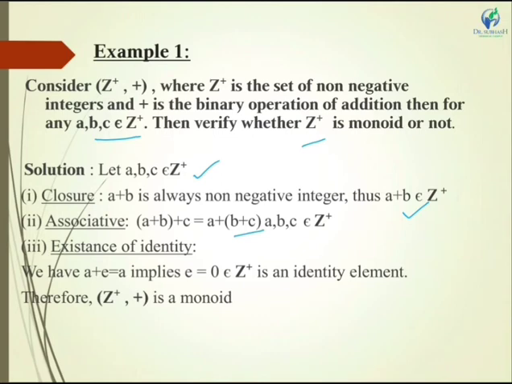And the last one is existence of identity. First we will find the identity and we will see whether it belongs to the set or not. Now here we know that a + e = a, which implies e = 0, and that obviously belongs to the set Z+. Therefore all the three properties are satisfied, so we can say that the given algebraic structure is a monoid.